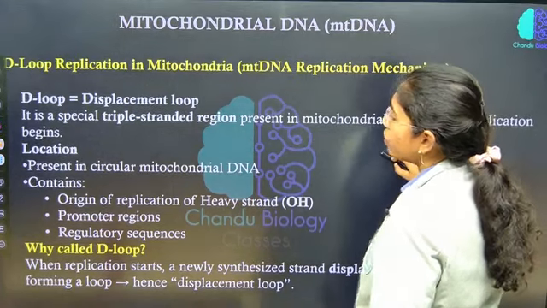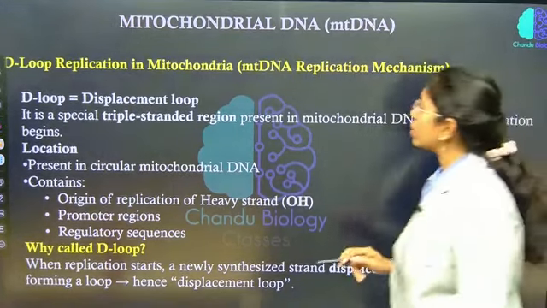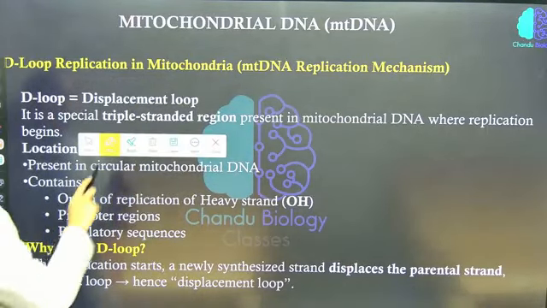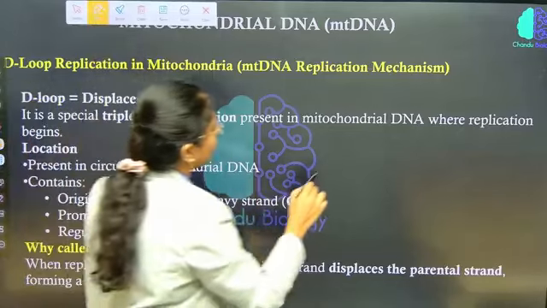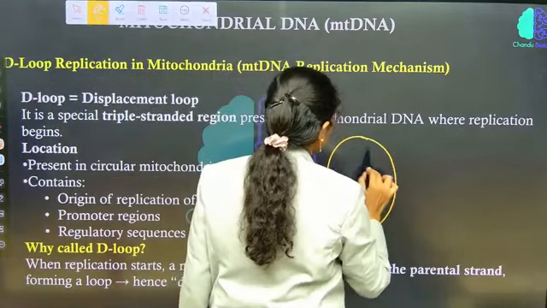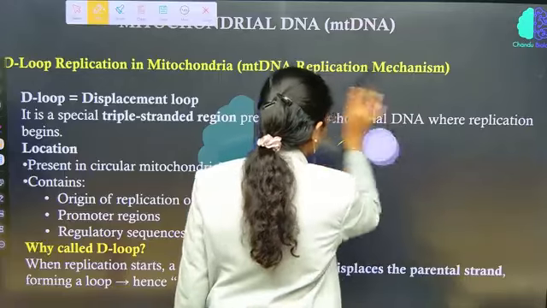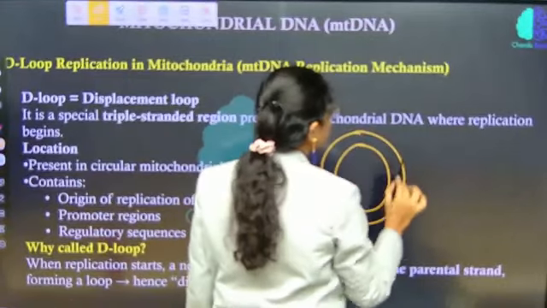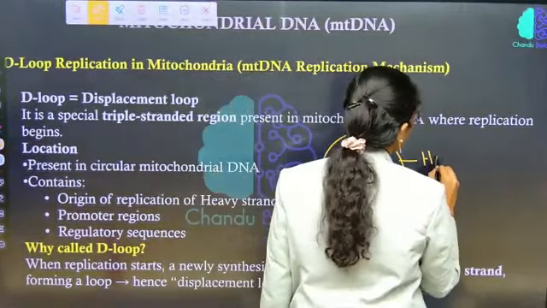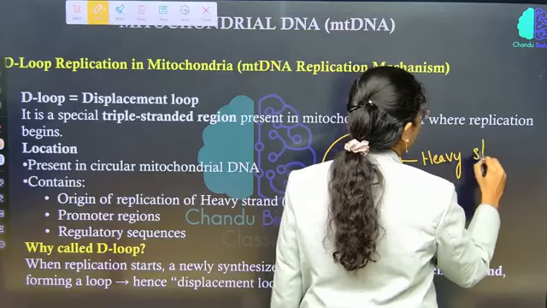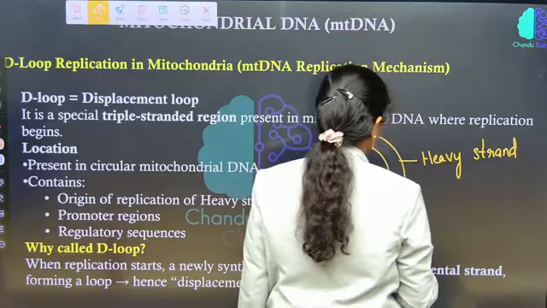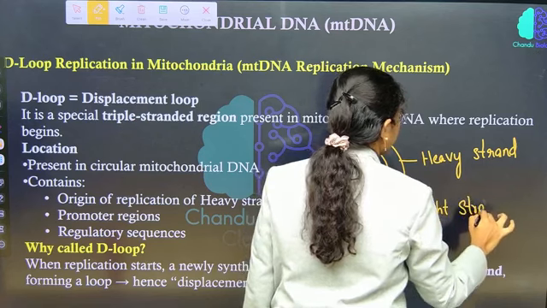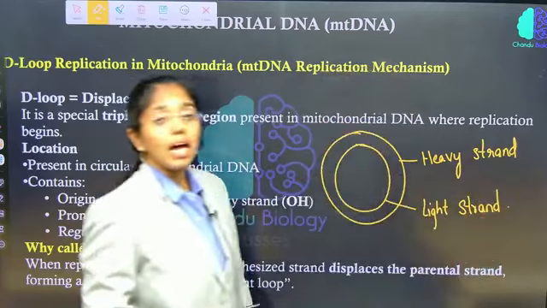Next, mitochondrial DNA replication, which is also known as D-loop replication in mitochondria. So, how does this happen? Mitochondrial DNA is double-stranded circular DNA, as we have learned. So, it has two strands. One is the heavy strand and the other is known as the light strand.